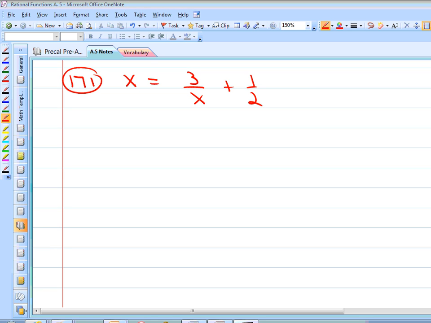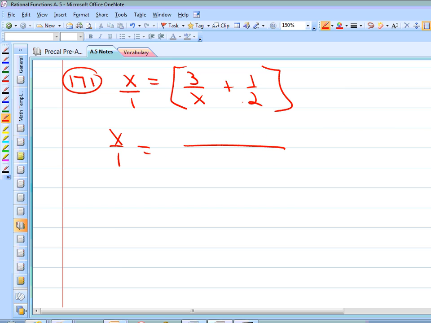All right, let's take a look at problem 171. Again, I'm going to look at the right and make an adjustment here. I'm going to put this just over 1. So I have x over 1 equals. My common denominator on the right side would be 2 times x, or 2x. That means this would need the 2 at the top and the bottom. This would need the x at the top and the bottom. So at the top, I'm going to get 6 plus 1x, or 6 plus x.